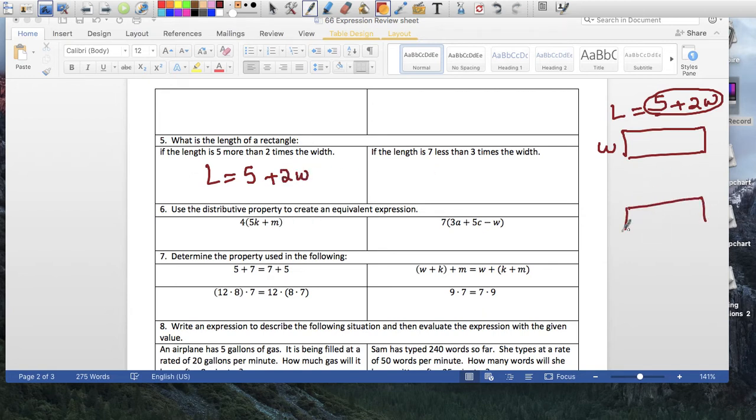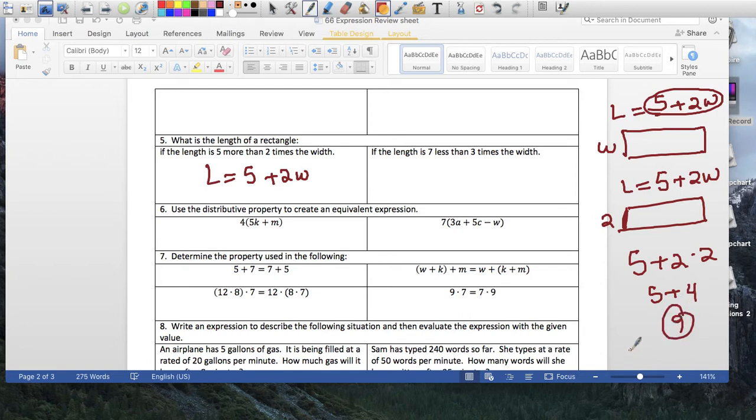So let's say, for example, that I gave you a rectangle and I told you that the width here is 2, and I asked you what is the value of the length. Well, you would use this expression, 5 plus 2w, and if the width is 2, you would substitute here and you get 5 plus 2 times 2, which is 4, so the length would be 9, right? So it's telling you that the length is twice the width plus 5. So it's twice the width, 4, plus 5, that gives you 9.